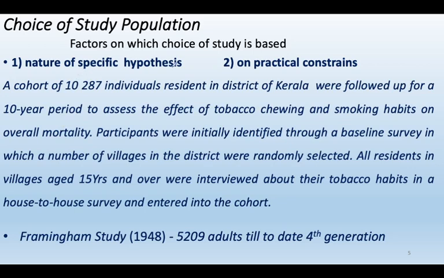So the nature of a specific hypothesis and its practical constraints are the two core parameters we need to define. Now, here you can see a very interesting word, Framingham study. This study was initiated in 1948, and the objective was to assess the association of different exposure factors, obesity, and other factor paradigms, which I'm going to elaborate on in the subsequent section.